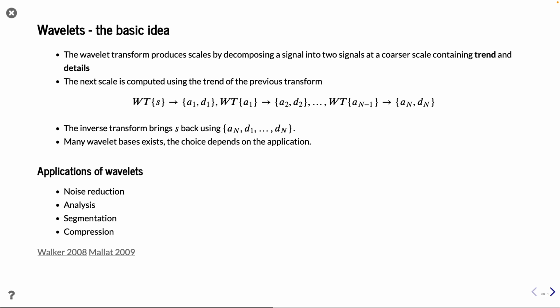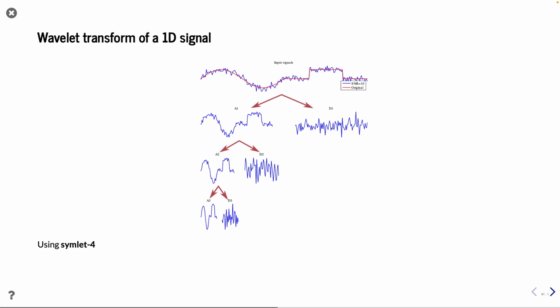That may sound a bit abstract when I explain it like this, but looking at this example in 1D, we have this base signal with a sine wave and a square wave and some added noise.